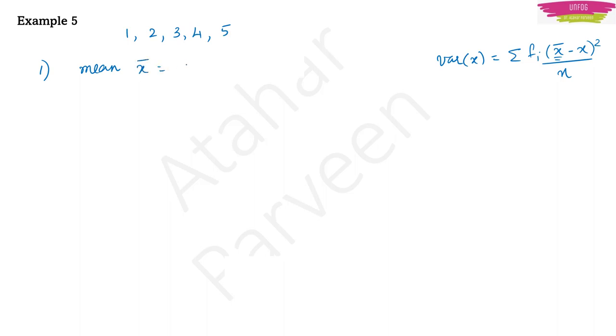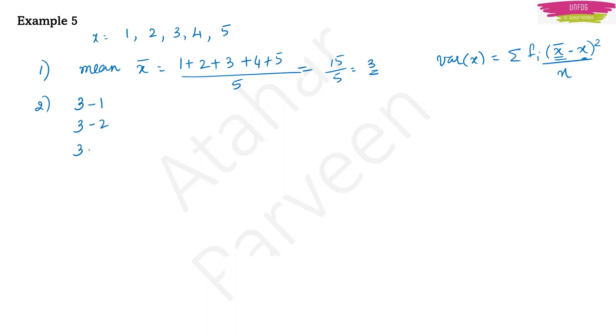Mean will be equal to, how many numbers are there? 5 numbers. What are the numbers? 1 plus 2 plus 3 plus 4 plus 5 divided by 5. This will give 15 by 5, which is 3. So this will be my mean. Now second step. You have to do mean minus x. Mean is 3, minus x. Then mean minus x for each value. But there is a whole square. See in the formula, we have a whole square, right?